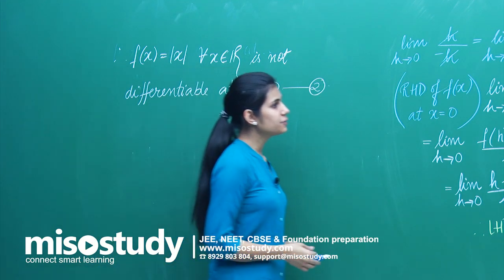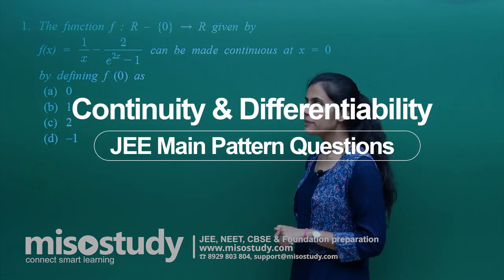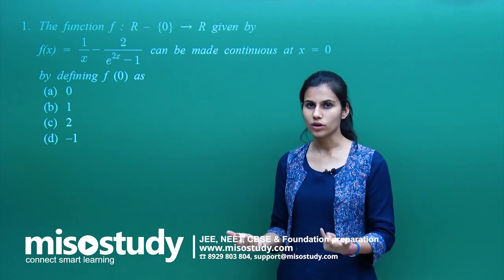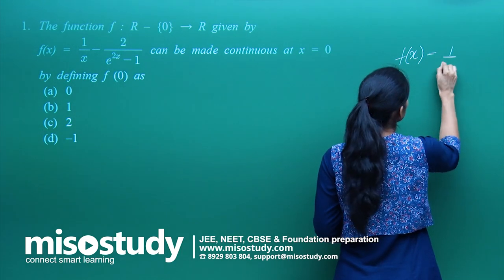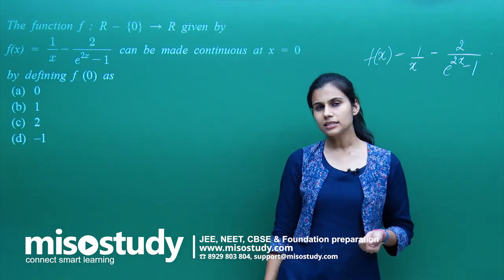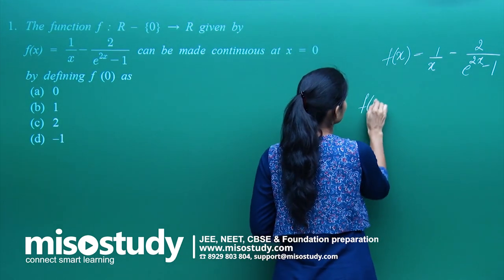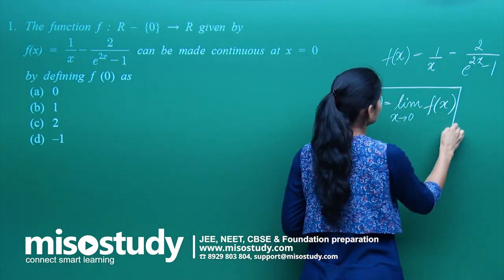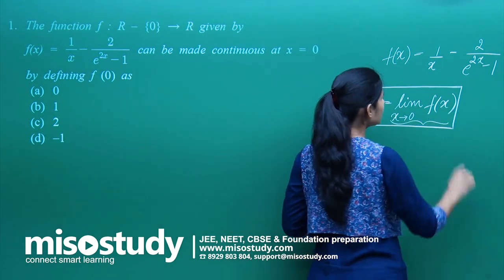Fine. Now, over here we had proved that my function f(x) equals mod x was continuous at x equals 0. Collection of all reals minus singleton 0 to the collection of all reals like this. This function can be made continuous at x equals 0 by defining f of 0 as what? So basically, if you talk about f of x given to you as 1 upon x minus 2 upon e to the power 2x minus 1, you can make this function continuous at 0 by defining f of 0 as what? f of 0 should be defined as limit x tends to 0 f of x. If this happens to be true, in that case I can say that the function f is continuous at x equals 0. But for this we need to first compute limit x tends to 0 f of x.